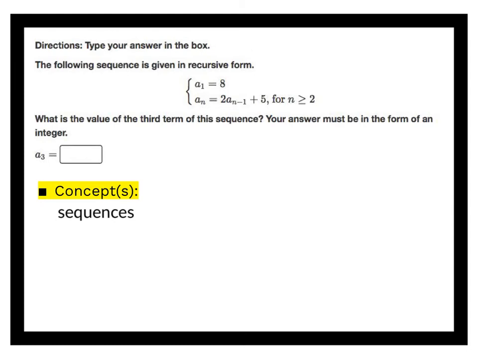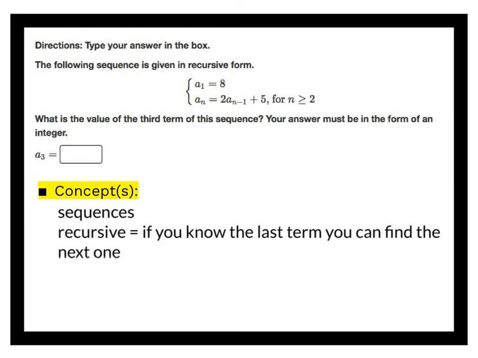Well, it means that they tell you the first term, and then they tell you how to find every term as long as you know the one that came before it. So any term is the one that came before it times 2 plus 5. So the concept we're dealing with here is using a formula, and understanding what it means. Let's go ahead and do the question.